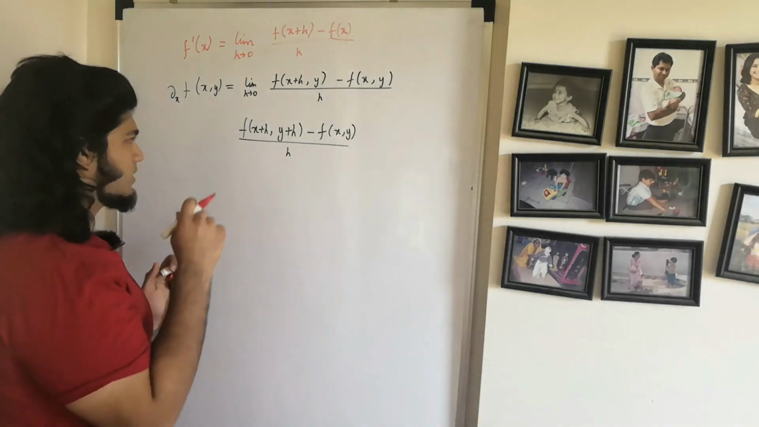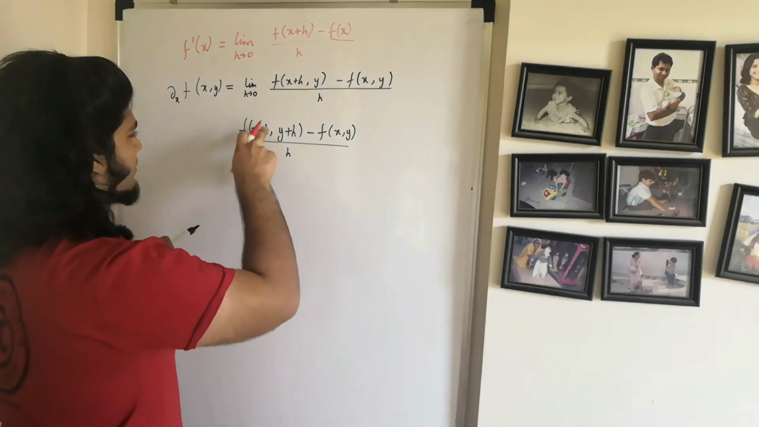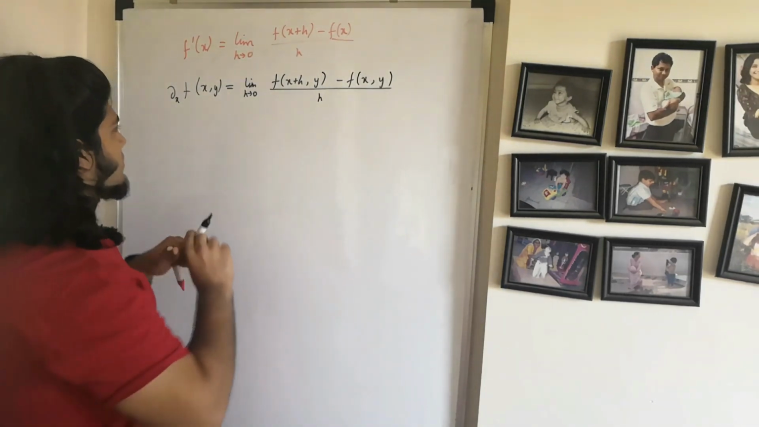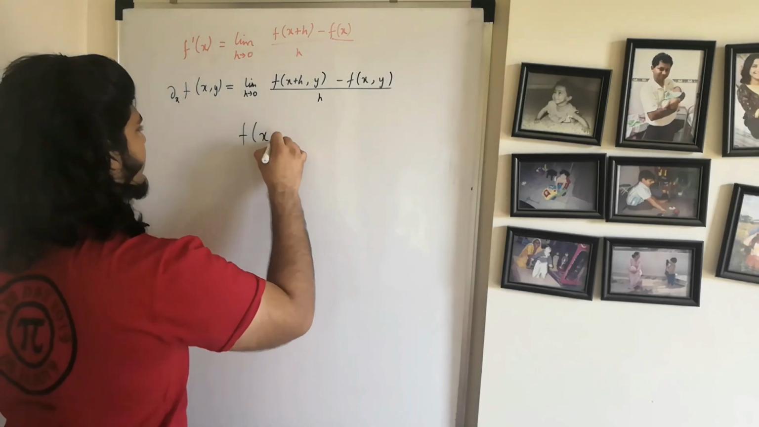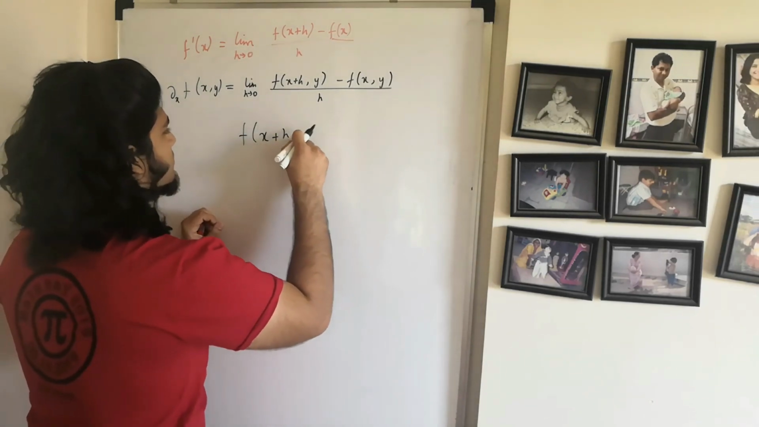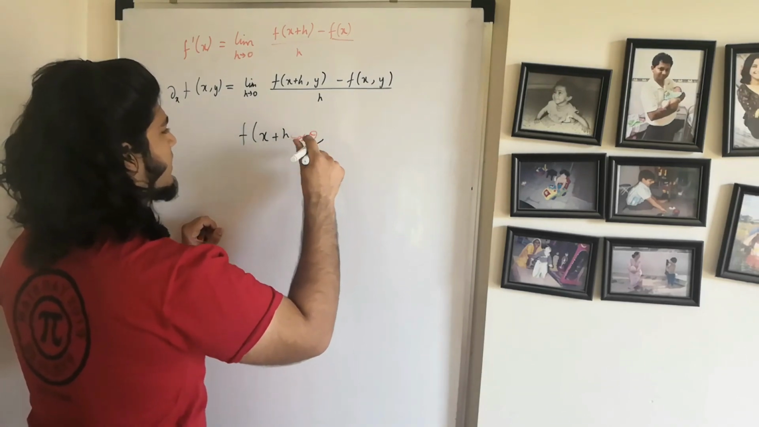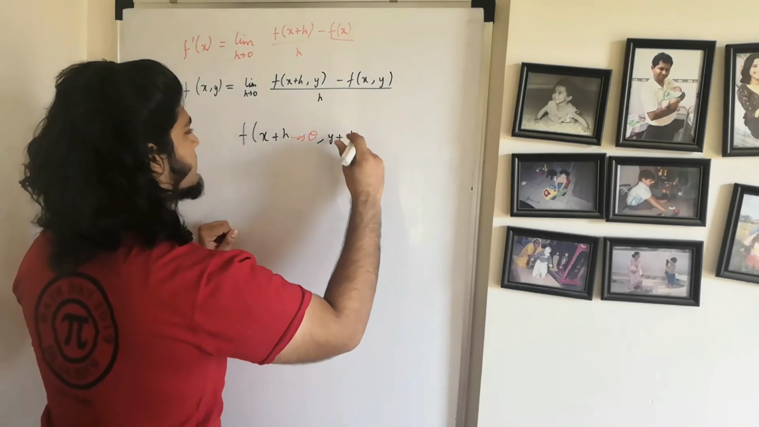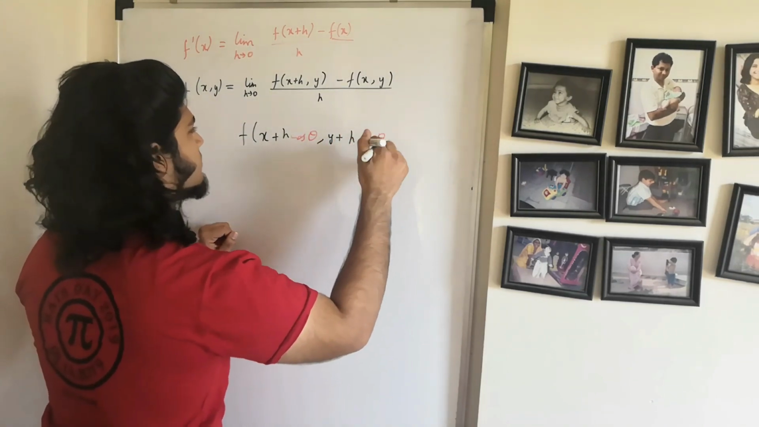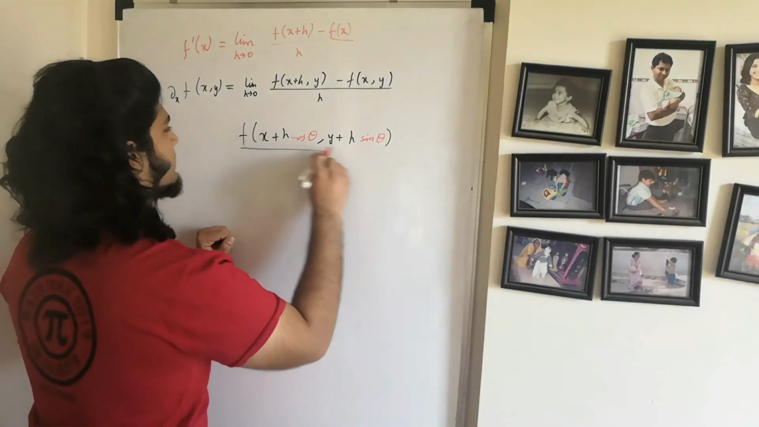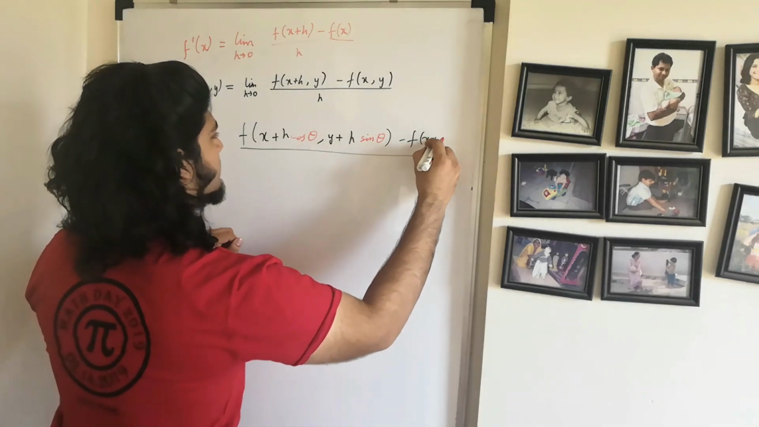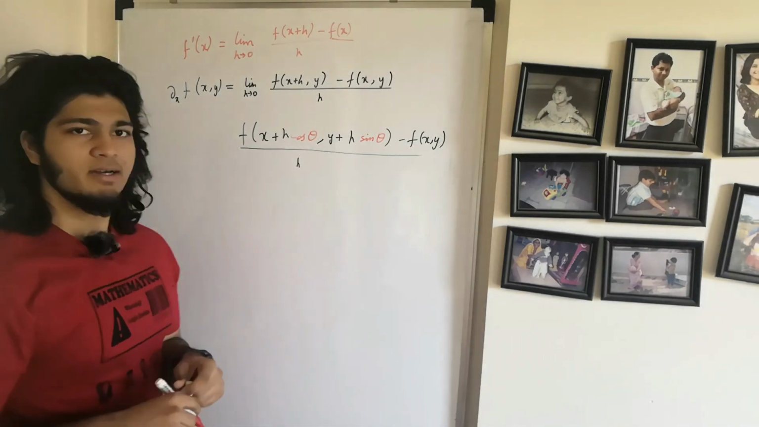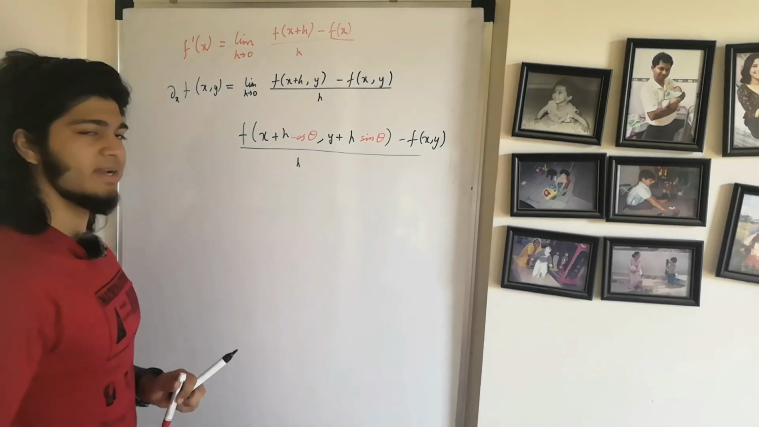And if you in fact multiply h by cos theta and sin theta here, so if you write it as f of x plus h cos theta comma y plus h sin theta, and then subtract f of x y and divide that by h. In fact, if you take this limit, then it actually has a pretty geometric interpretation.